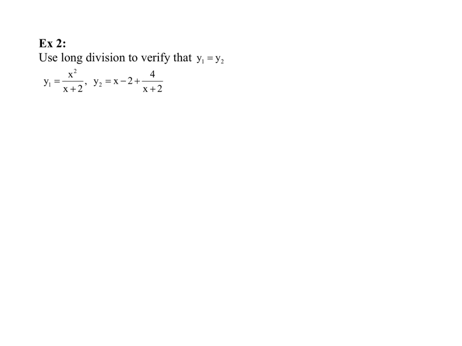Use long division to verify that y sub 1 is equal to y sub 2. What do I have here? It seems like division already took place in that expression, but here I could do some dividing. So let's see how x plus 2 divides into x squared. But now there are a couple of powers that have zero coefficients. There's x to the first power, I have to include that. And then there's x to the 0th power, which is the constant, I have to include that. So now I have the right setup.